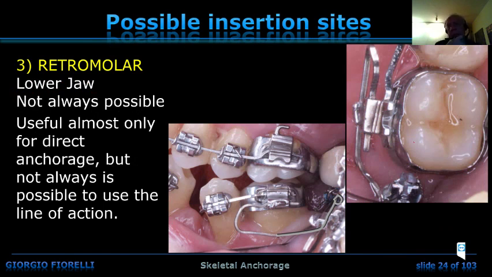Another possibility of insertion is the retromolar area. I've done it a couple of times, but of course you need to have space posterior to the last molar. So there's no way to do it when you have the third molar, and often there's no way to do it when you also have the second molar. In this case, actually this is a second molar, but the first molar was already gone, so here I had a lot of space and I could use the TAD. So this is just an exceptional possibility.